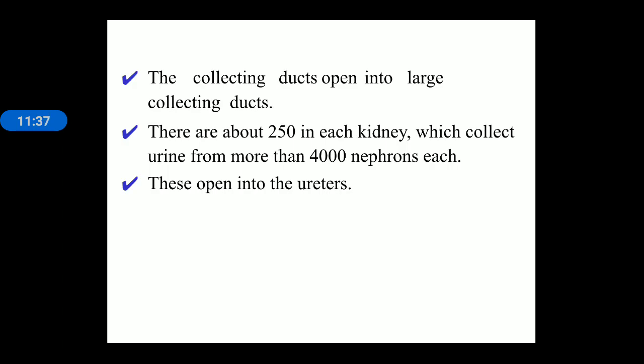The collecting duct opens into a large collecting duct. Small collecting ducts open into large collecting ducts. There are about 250 in each kidney, which collect the urine from more than 4,000 nephrons. These collecting ducts further open into ureter.